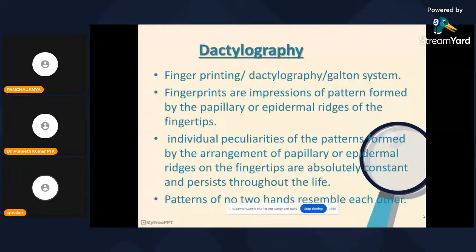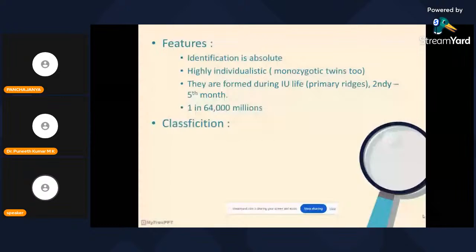Based on the peculiarity of the patterns formed by the arrangement of the ridges, they stay throughout life. Once they start developing, until death, and even after death, they don't change. Because of that, this is one of the important identification data in forensic medicine. The patterns are not the same in both hands; they are different also. This is one more characteristic of fingerprints. This feature of identification is absolute and highly individualistic, even in monozygotic twins they will be different, and they are formed during intrauterine life, that is the second to fifth month.